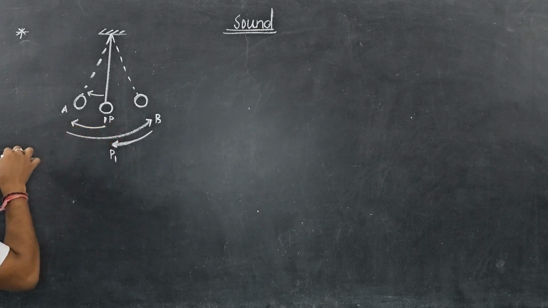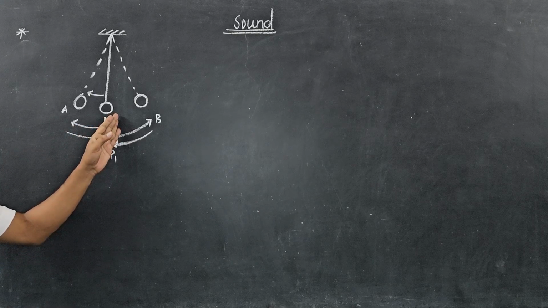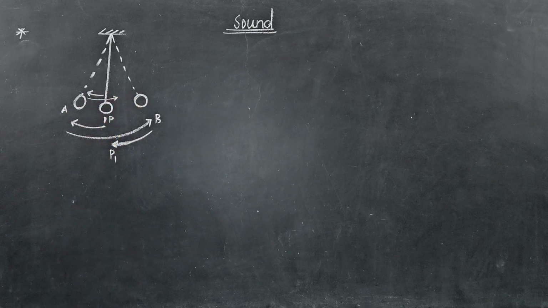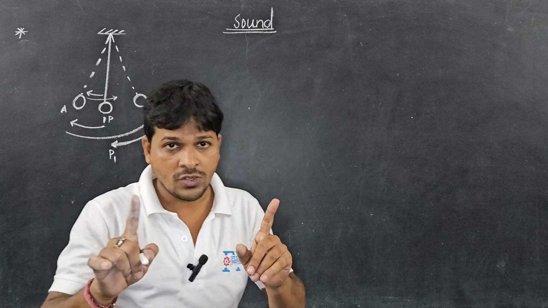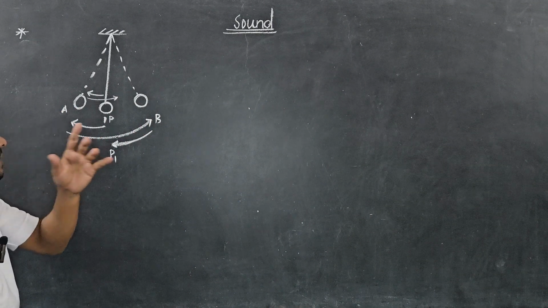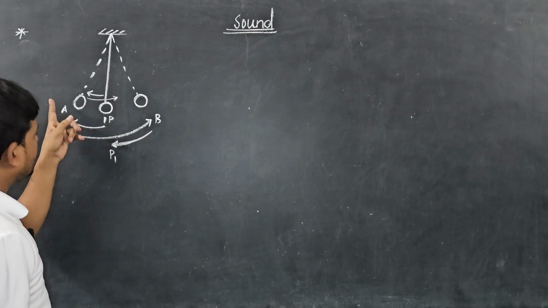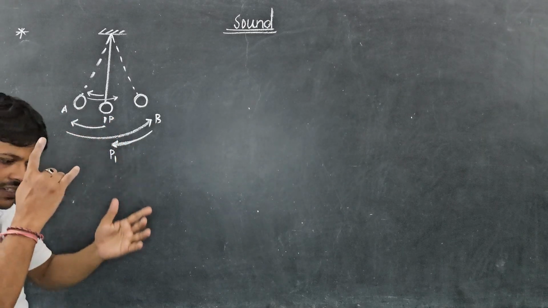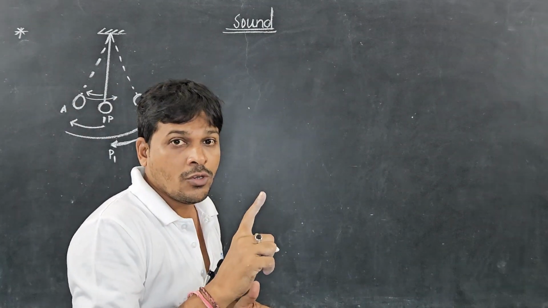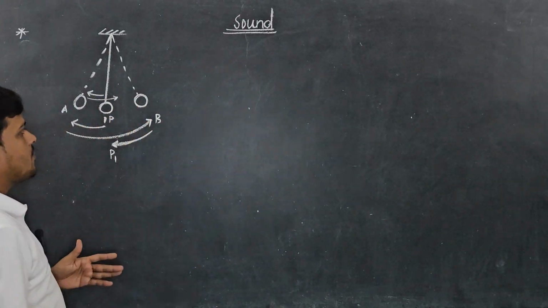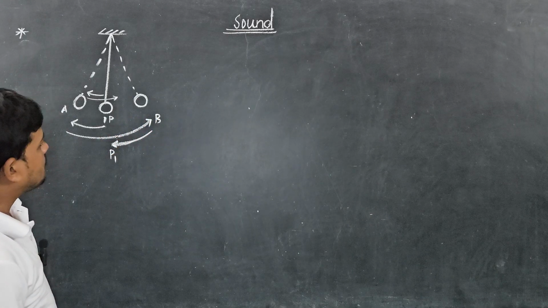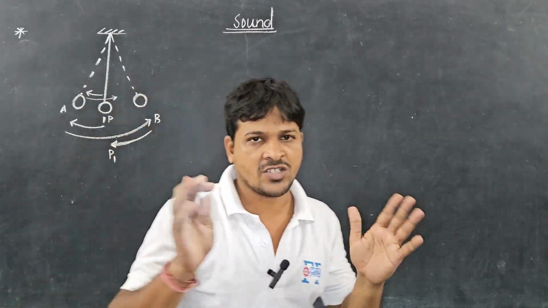That means when the pendulum starts its journey from the mean position towards the left, the displacement gradually increases as the time increases. When it reaches the extreme left position, the displacement will be maximum. When it comes back to the mean position, displacement decreases, and when it reaches the mean position, displacement becomes 0. And when it moves towards the extreme right position B, again the displacement increases, and when it reaches B, the displacement will be maximum.